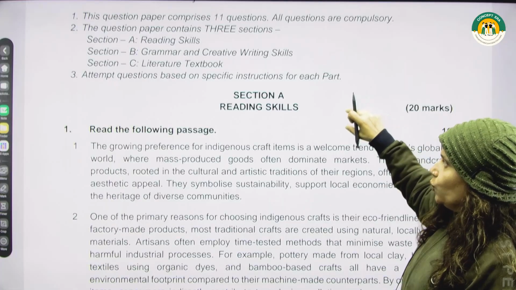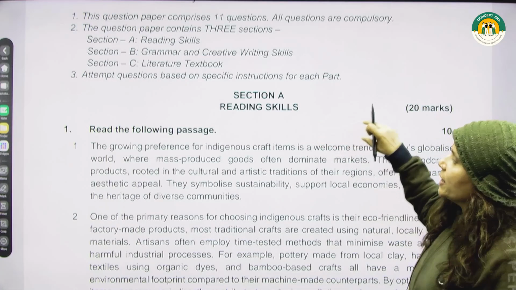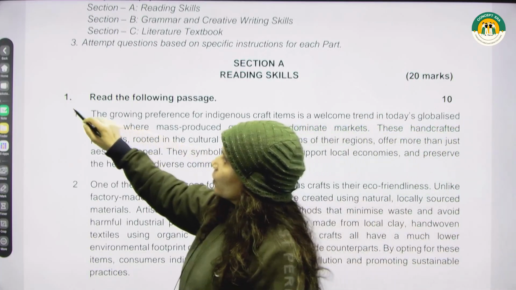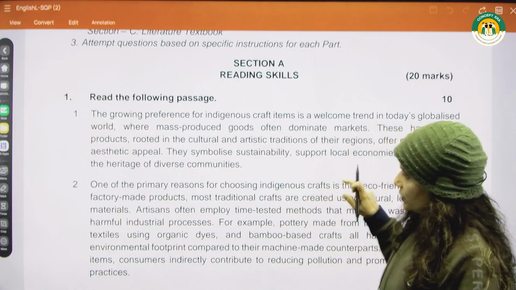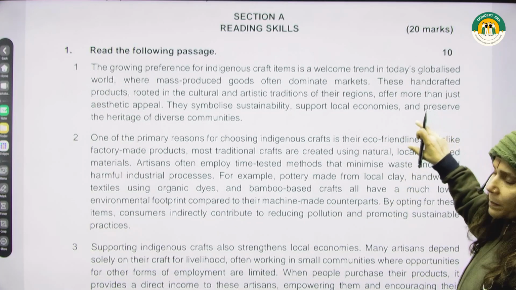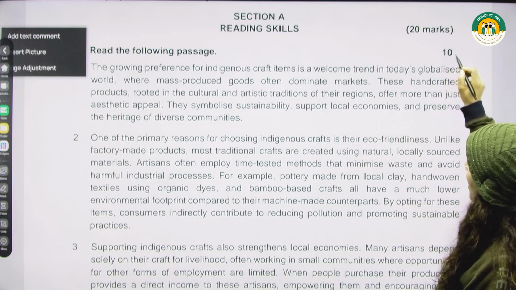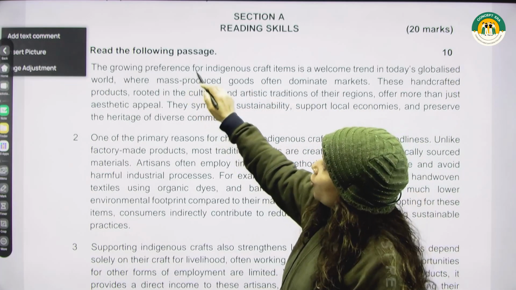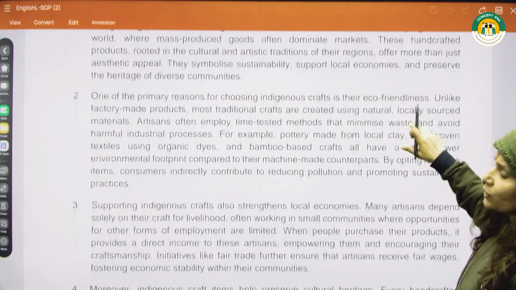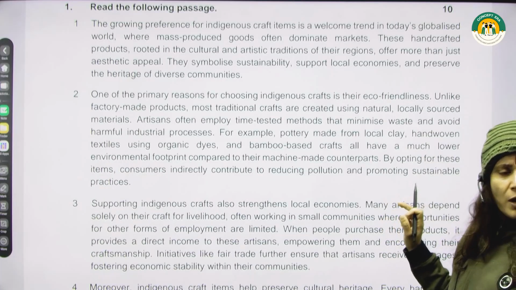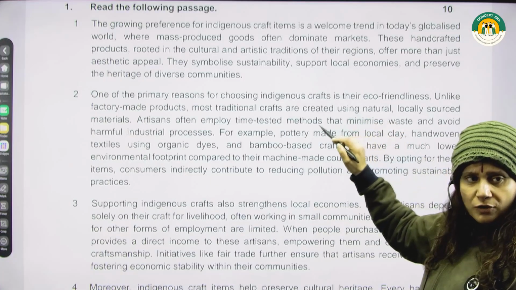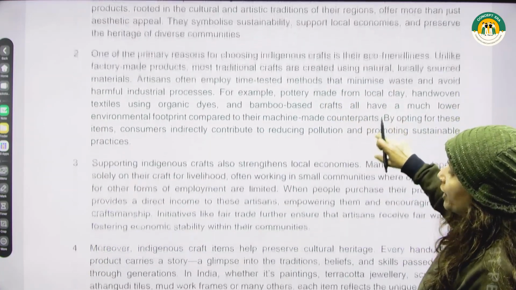Let me explain section 1, which is the reading section. In this reading section, this is question number 1, which is a comprehension passage. Question number 1 carries 10 marks, and the word limit of this passage is 400 to 450 words.